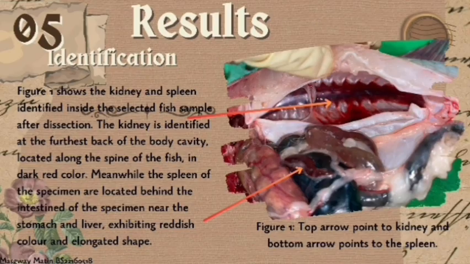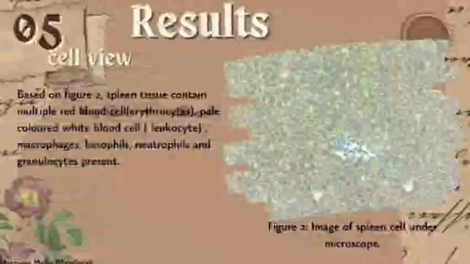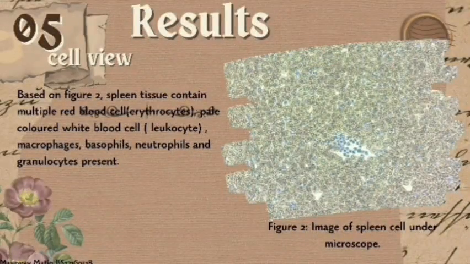Next up is cell view. Based on figure 2, spleen tissue contains multiple red blood cells, erythrocytes, pale-colored white blood cells, leukocytes, and macrophages, basophils, neutrophils, and granulocytes, to name a few. Figure 2 shows the image of spleen cells under microscope.